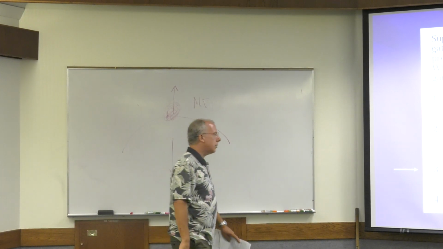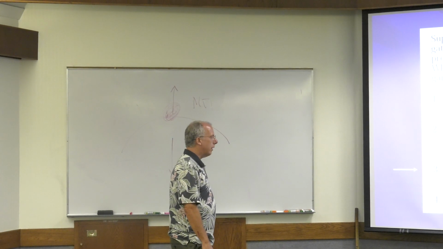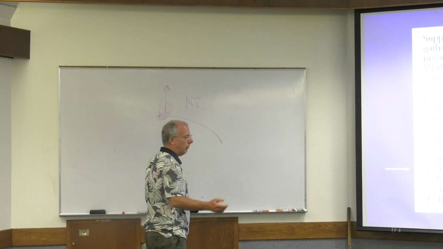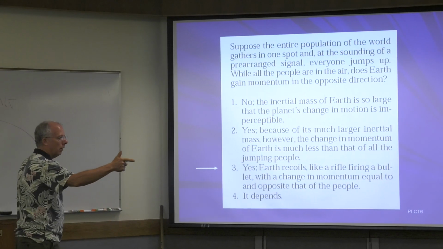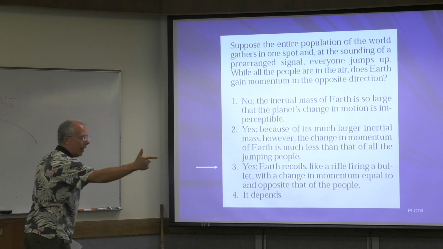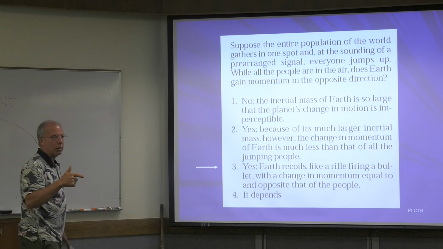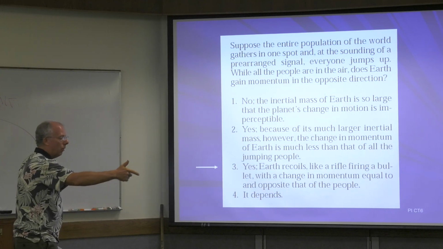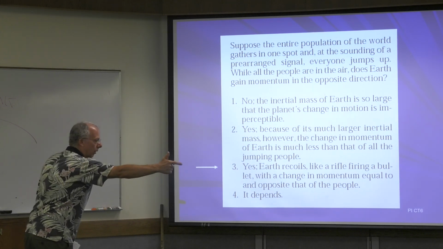Earth recoils like a rifle firing a bullet, with a change in momentum equal and opposite to that of the people. Have you ever seen a TV show where somebody has a pistol? They shoot the pistol and the bullet goes this way, but what happens to the person who holds the gun? They go that way, right? Because of conservation of momentum. The initial momentum is 0, so the final momentum has to be 0. So that means that that momentum has to cancel out this momentum.